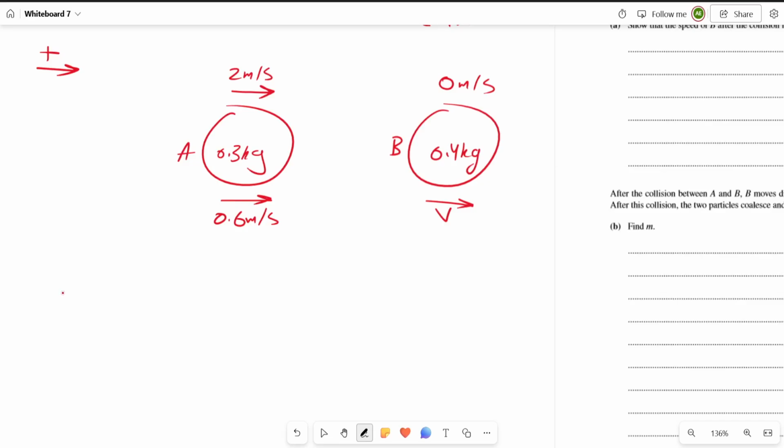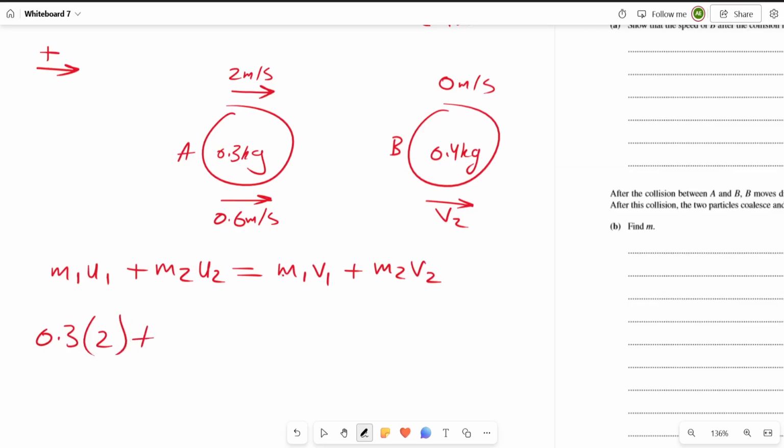So let's write our conservation of momentum equation, which says that mass 1 times u1, which is the speed of particle 1 before the collision, plus mass 2 times the speed of particle 2 before the collision, should equal mass 1 times the speed of particle 1 after the collision, plus mass of particle 2 times the speed of particle 2 after the collision. Let's call this V2 to be consistent. So over here, we have m1 is 0.3, u1 is positive 2, plus m2 is 0.4 times u2, which is 0. This equals m1, which is again 0.3, times v1, which is positive 0.6, plus m2, which is 0.4, times v2, and this is what I need to get.